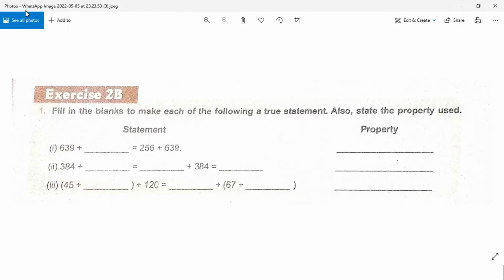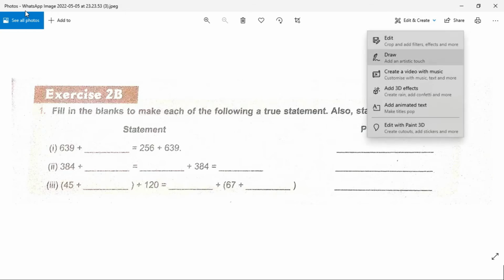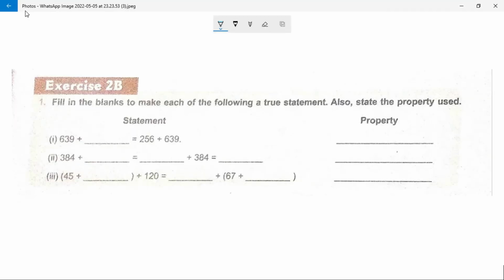Now we will start exercise 2B. In question number 1, you have to fill in the blanks to make each of the following a true statement. Also you have to state the property used to solve it. So in the first question, in the blank you have to write 256, and the property we will use is the commutative property.